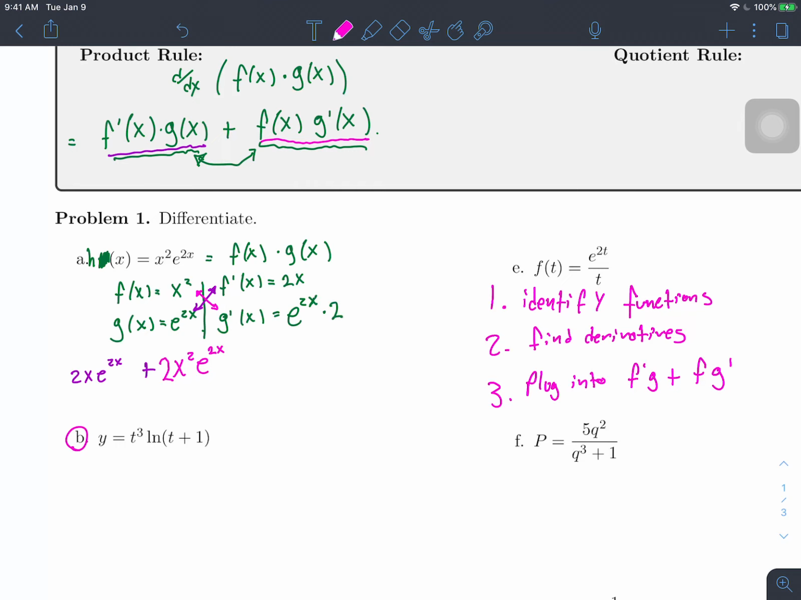Are there more than two functions? Sorry. Is ln separate from t plus 1? Like, should it be because it's being multiplied, or is that? We're going to talk about it in a minute, so hold on to that question.